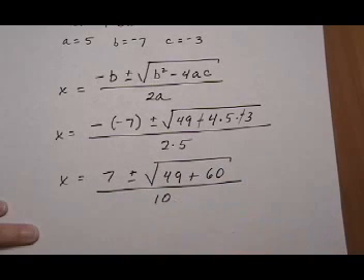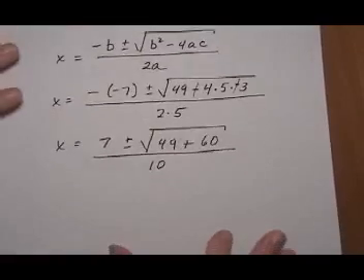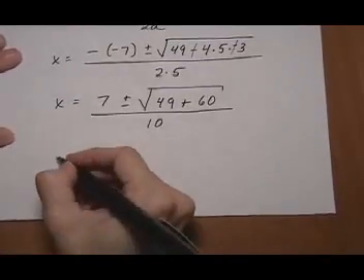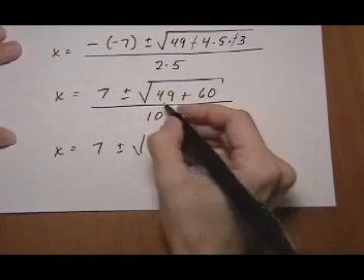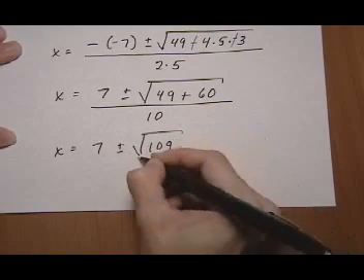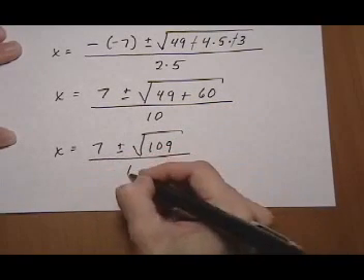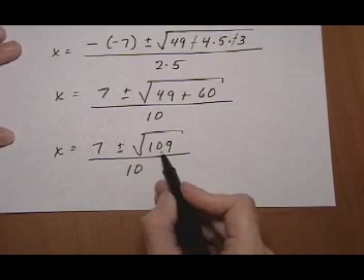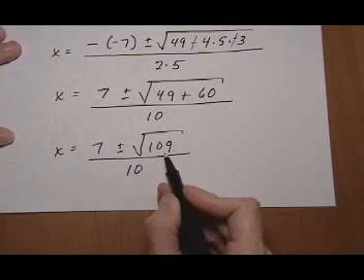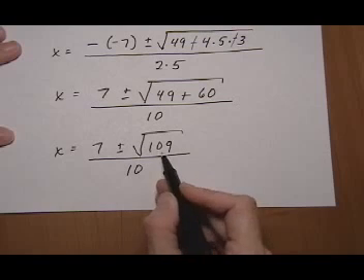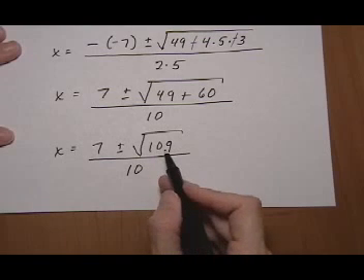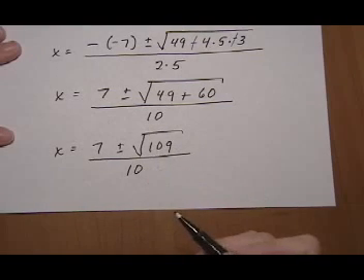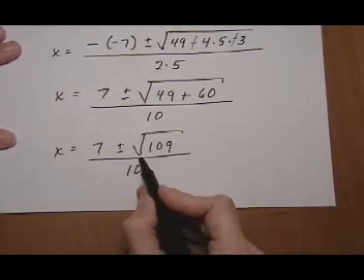all over 10. So we just keep going and crunching away at it. X equals 7 plus or minus root of 60 and 49, which is 109, everything over 10 still. And now the root of 109, we would try to get it in simplest radical form. But this does not factor down, and there's nothing we can do to make it simpler. Actually, it is in simplest radical form as it is. There's nothing we can do to it. So we're going to leave it like that.